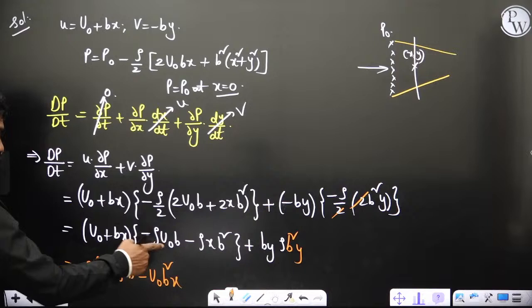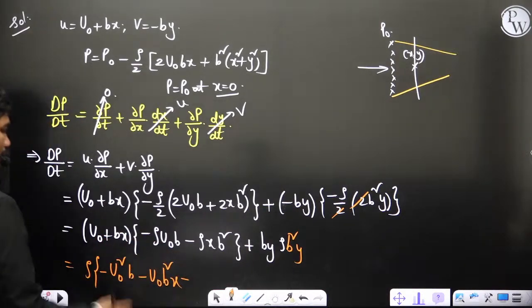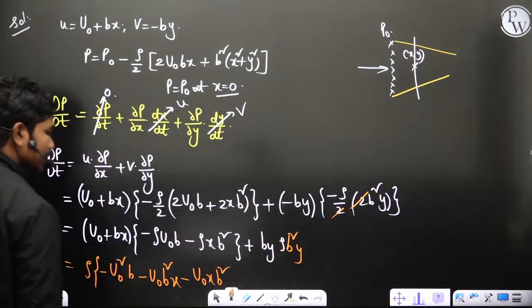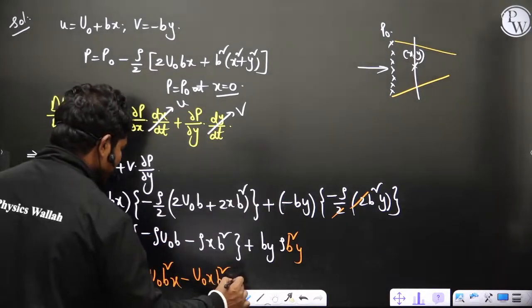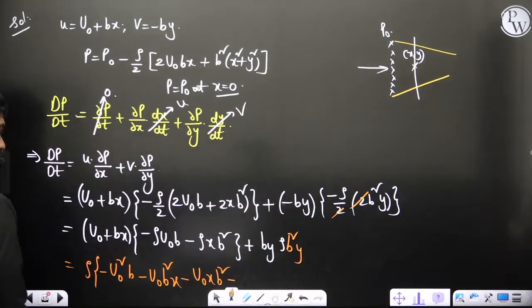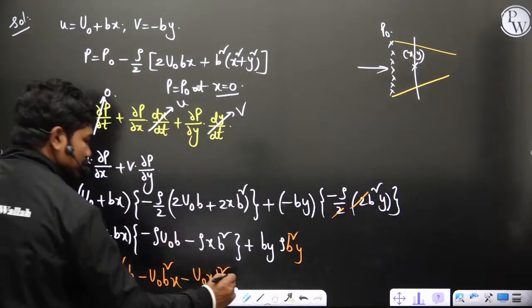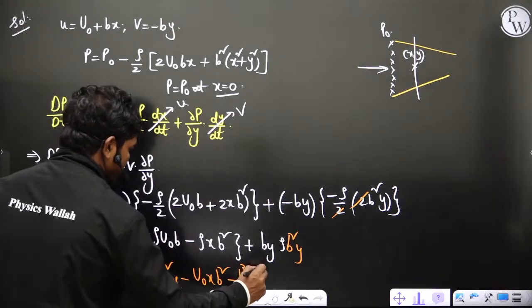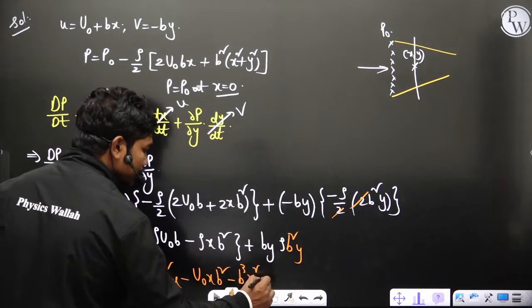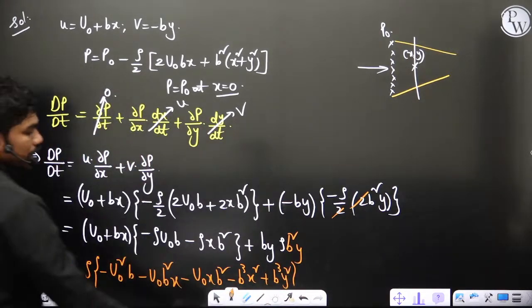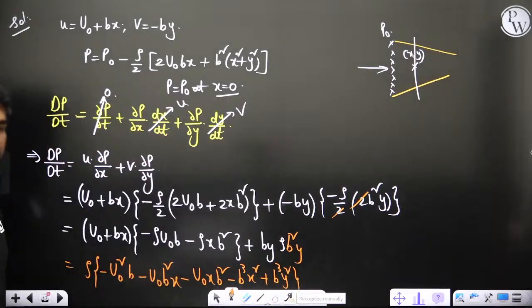So minus u0 b square x, then minus u0 xb square. Minus of minus, plus of this, minus again gives you a minus sign, so minus bx into xb square, so b cube x square. And coming to this term, this is b cube y square, that's it. So this is the equation that you have, this is the term which is actually present here, just a bit of calculations, differential, that's it.